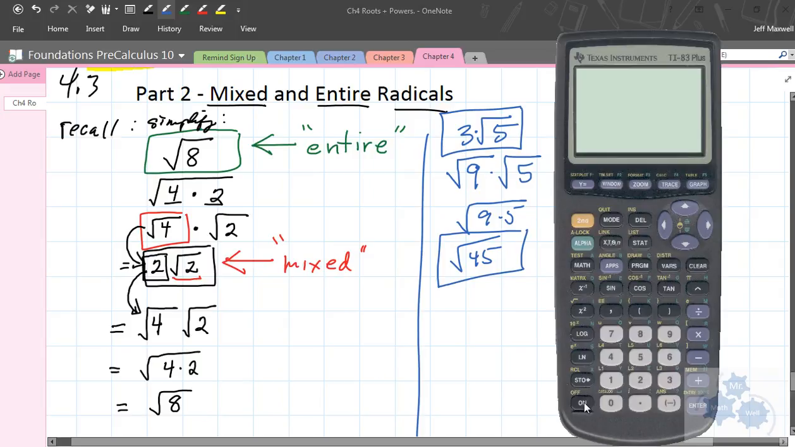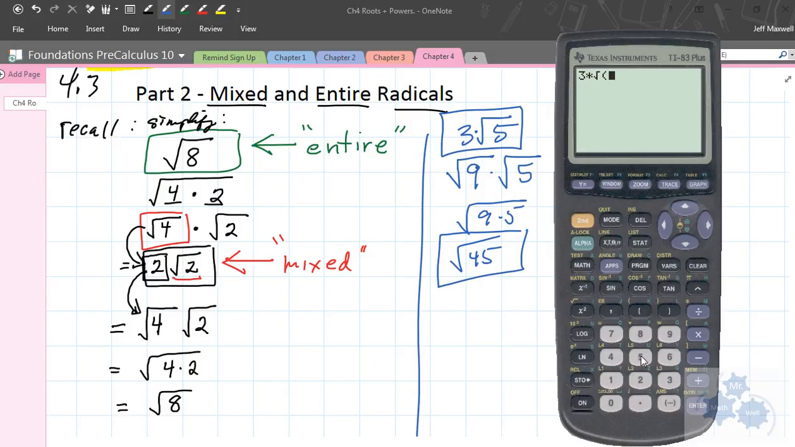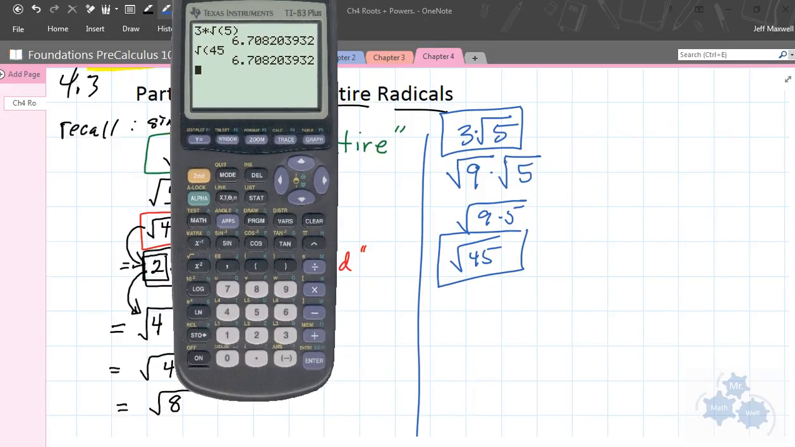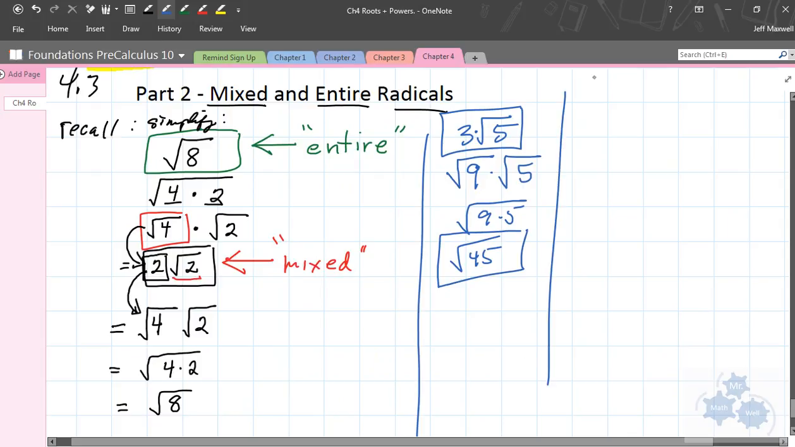And just to double check on our calculator, 3 times the square root of 5 is that, 6.7, and the square root of 45 is the exact same number. All right? So you can always check to see if your conversion is right. All right, let's speed it up here now.